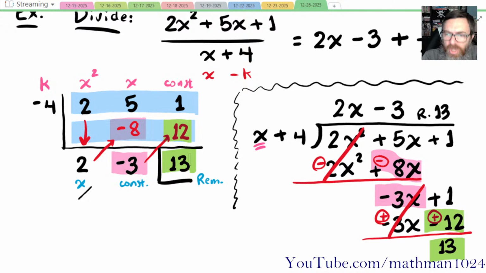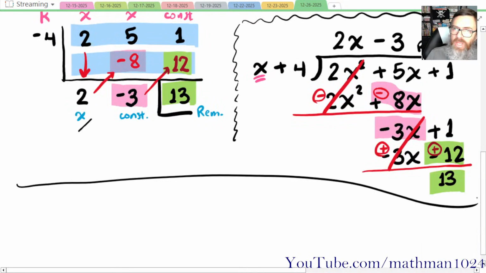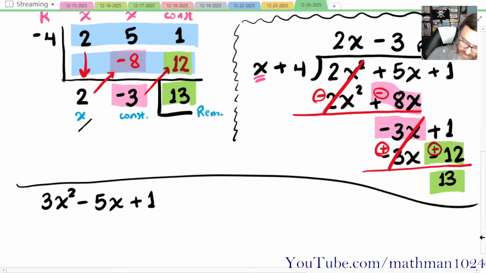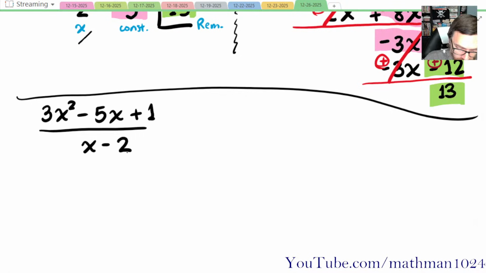So for a lot of the problems that we're going to be doing here, we're doing synthetic division, but we don't just leave it at synthetic division. We then have to translate the work into the answer. For example, if I take 3x squared minus 5x plus 1, and I divide this by x minus 2. Again, I could do this the long way. I could do that long division with the polynomials that I just did, or I use synthetic division.